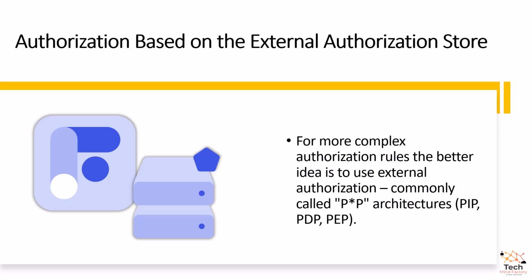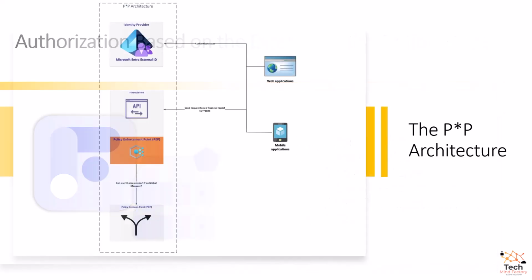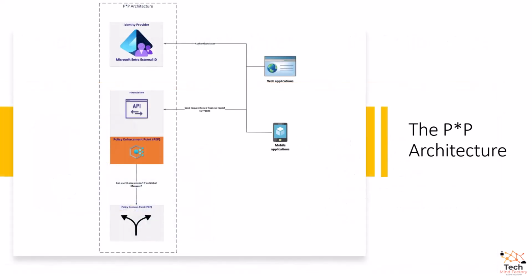For more complex authorization rules, the better idea is to use external authorization, commonly called P*P architectures, or PIP, PDP, PEP. You can find different names. Let me explain this P*P architecture so you have more details. In such architecture, there are different kinds of applications. Those can be web applications, mobile applications, and access to those applications is secured by an identity provider, obviously. It can be Microsoft Entra, it can be Auth0, any identity provider you can imagine.